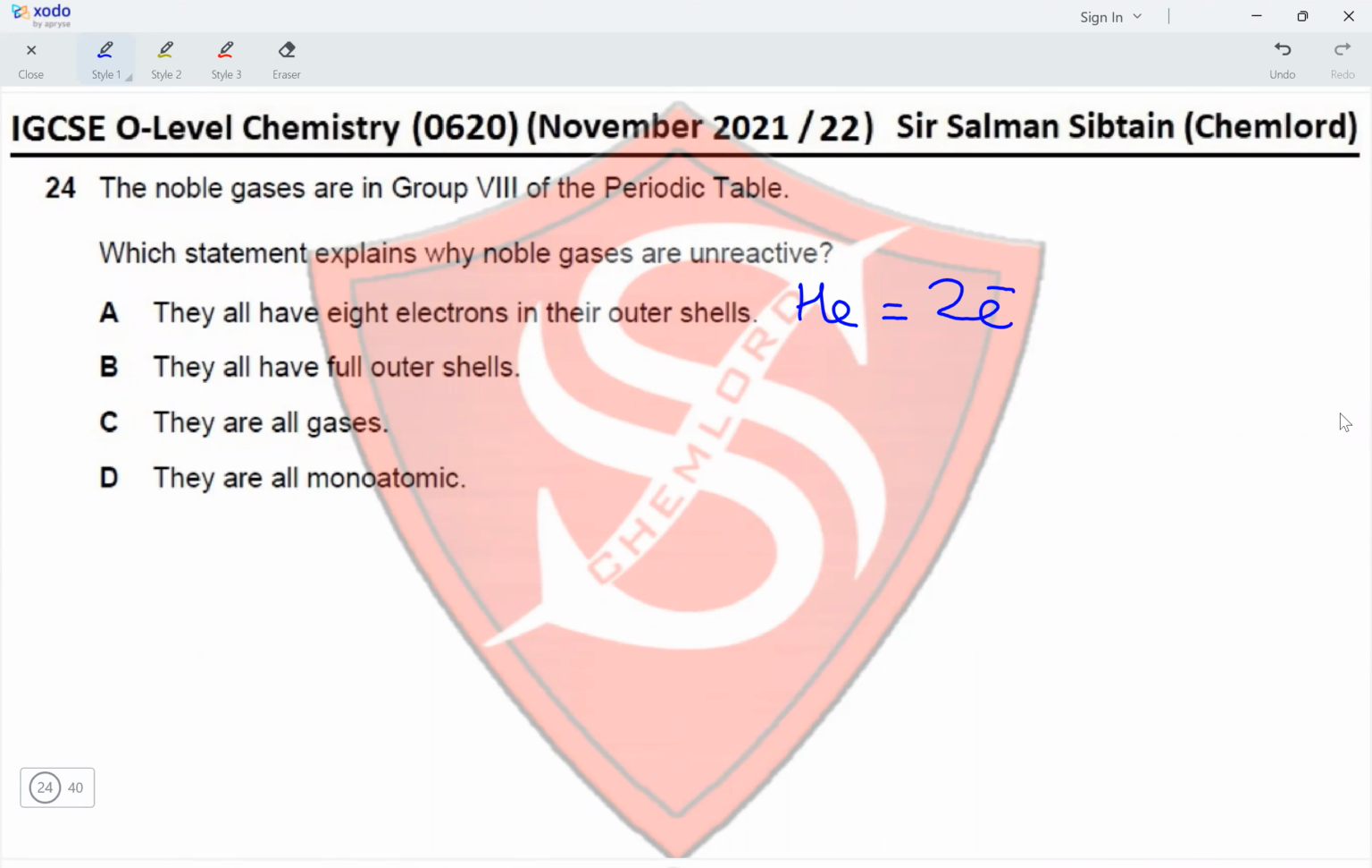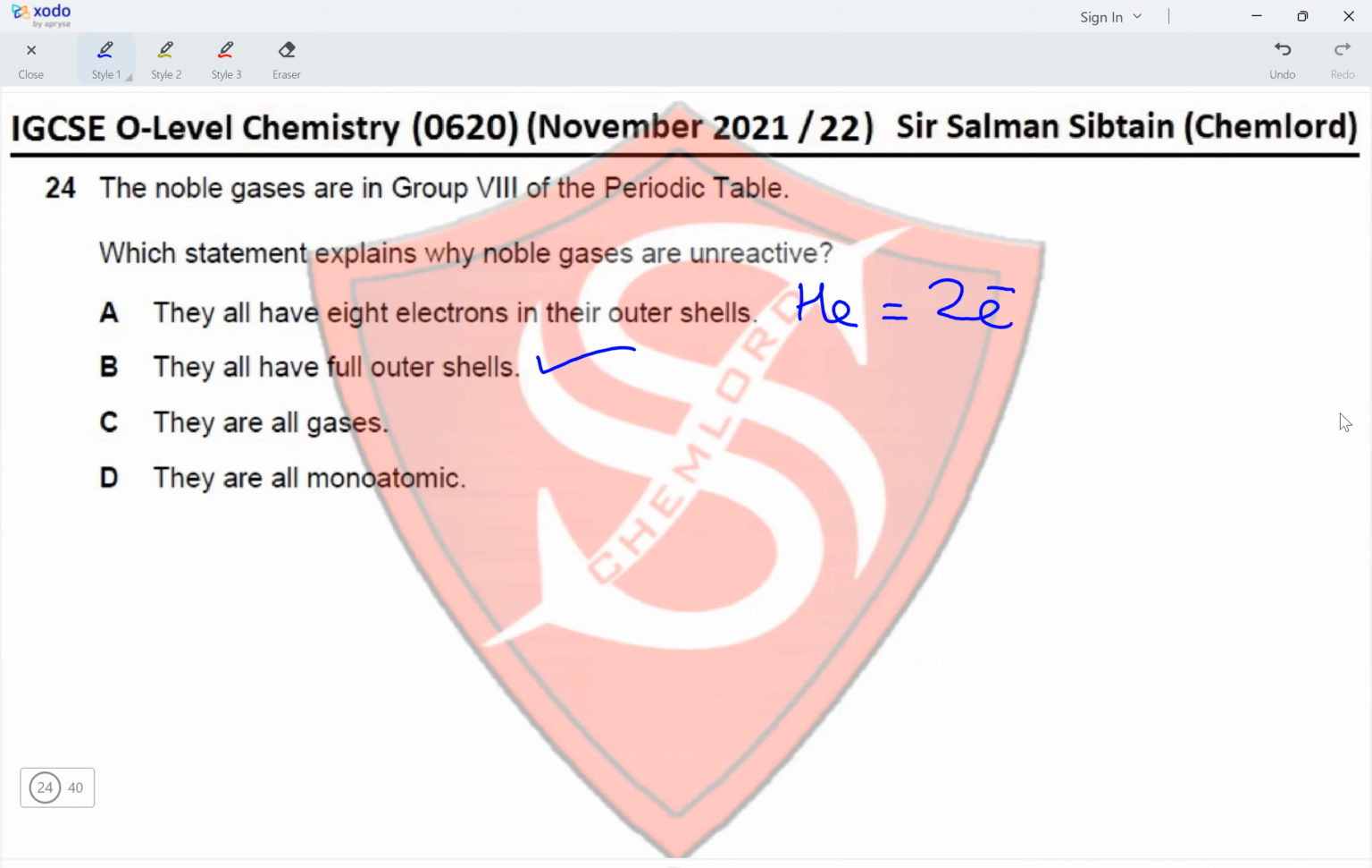They all have full outer shells. Yes, all noble gases have a completely filled outermost shell electronic configuration, and because of this they are unreactive, because they do not need to lose or gain an electron to achieve a noble gas configuration. Because they are noble gases, they automatically have noble gas configurations present.